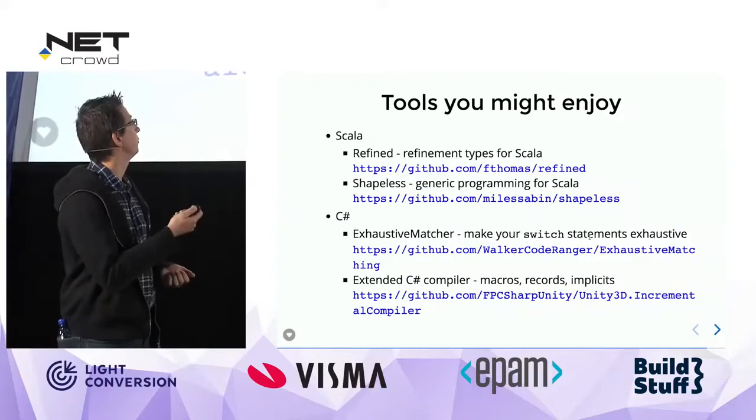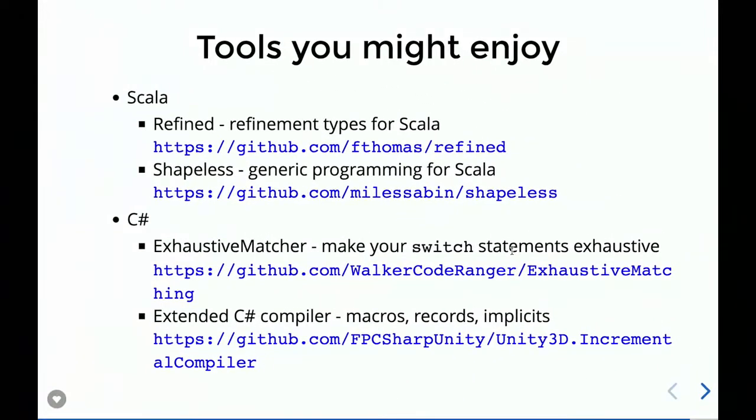This is just some tools you might enjoy. So there's refinement types for Scala. If you're using Scala, very useful library. You can take basically any type. You can say, this is a number between 5 and 25, and define that as a type. There's also this library called Shapeless, which allows you to use generic programming to define various things. I'm not going to go into that. It's another topic.